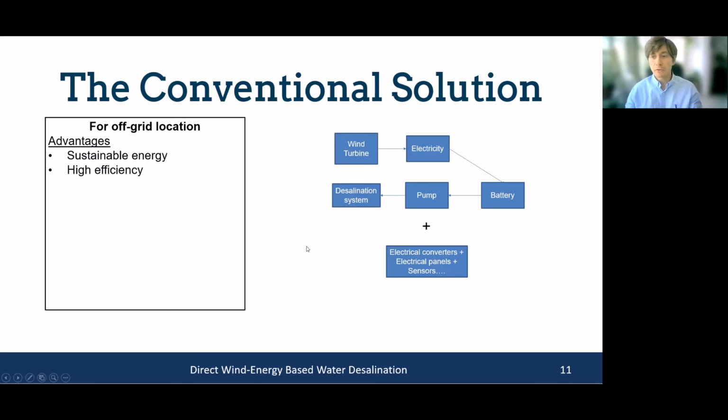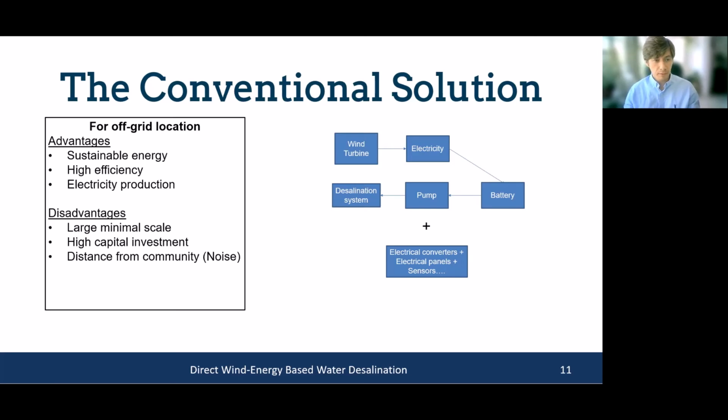It has very high efficiency. It produces electricity. However, the disadvantages: it must have a large minimum scale, because you use so much electricity and electrical systems, and you must have a big enough wind turbine to create enough electricity in order to reduce the cost per gallon of clean water. So you need high capital investment in such systems.